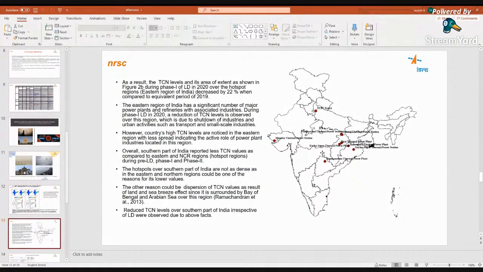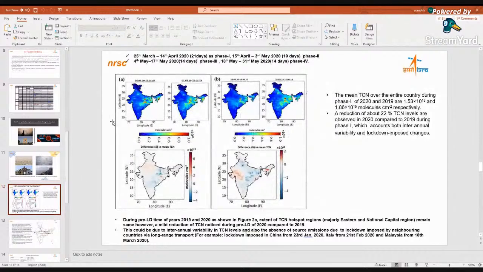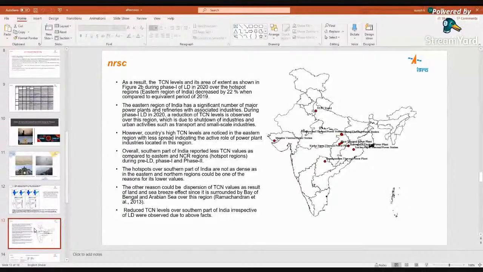As I've told, for NO2, the major hotspot is nothing but the power plants. Mainly, you can see this in the eastern region. If you see my previous slide here, the major hotspot of NO2 is the power plants, and these were operational during the lockdown process. You can see here the eastern region of India. It has a significant number of power plants and refineries with associated industries.